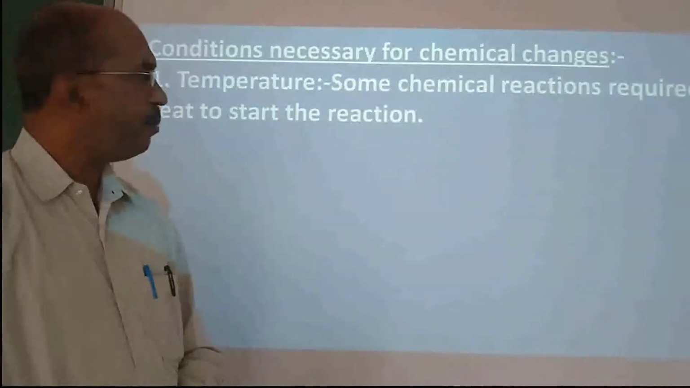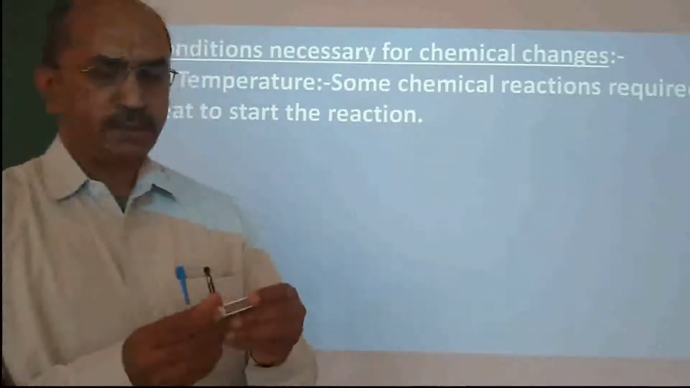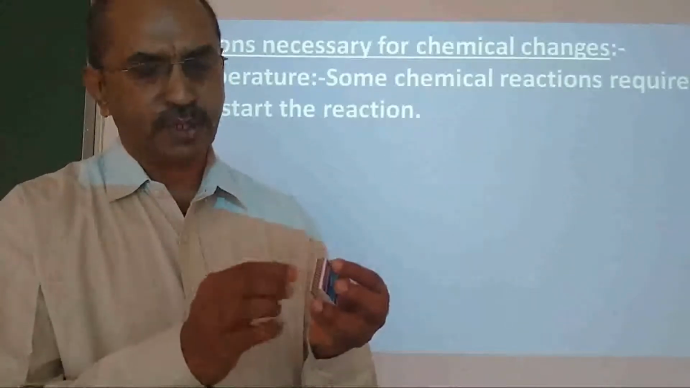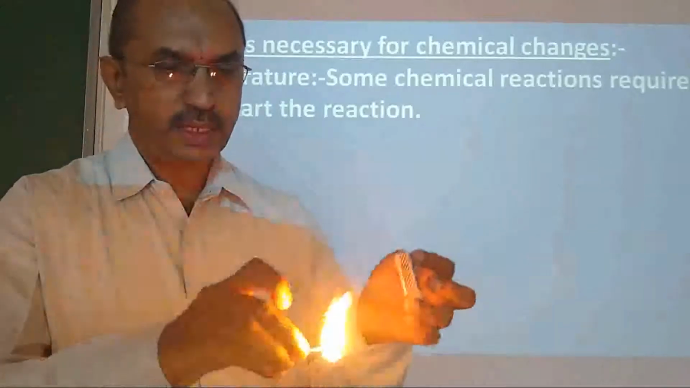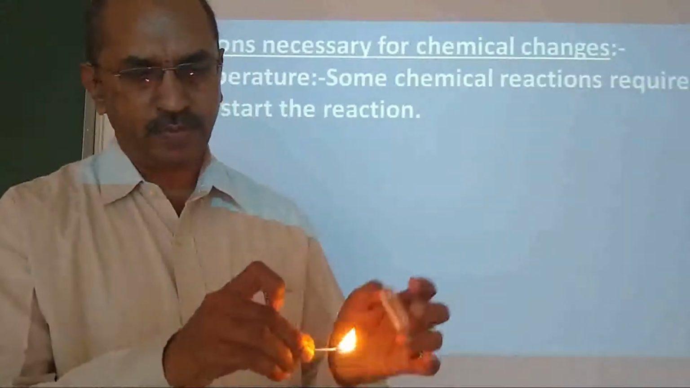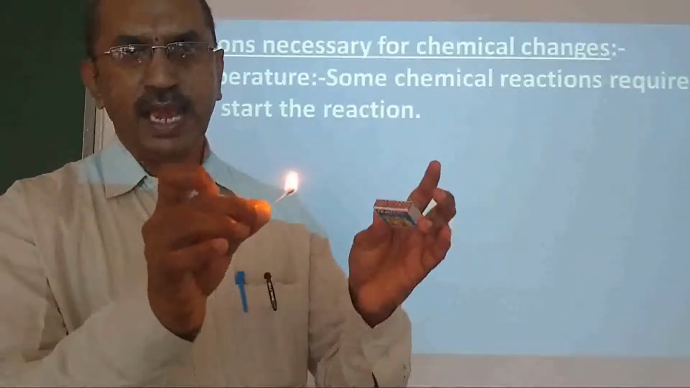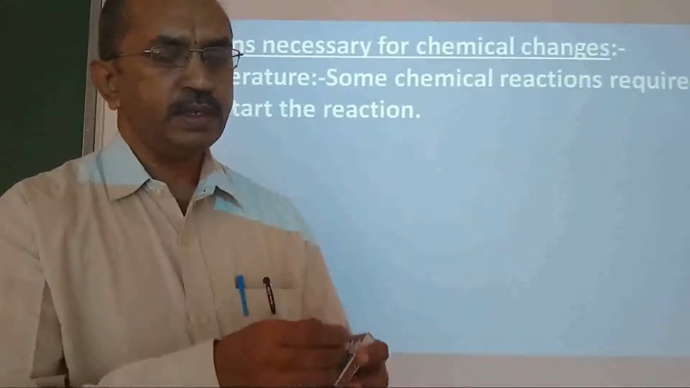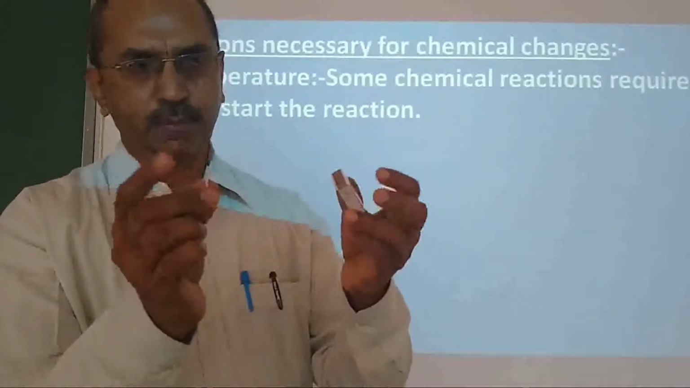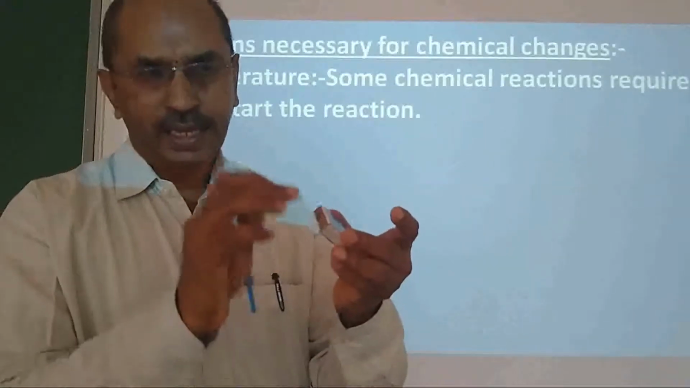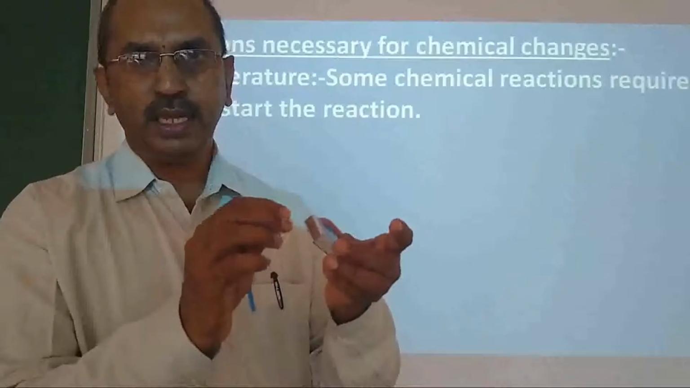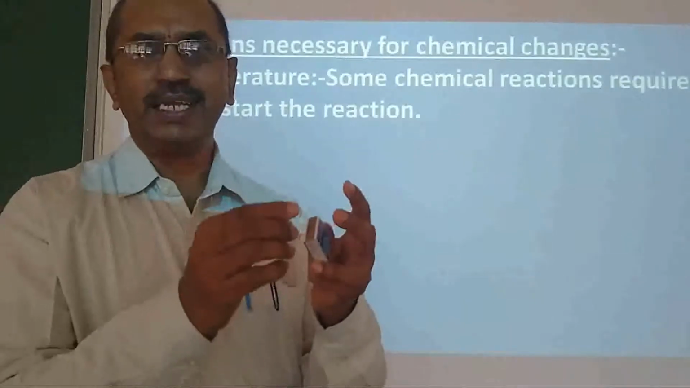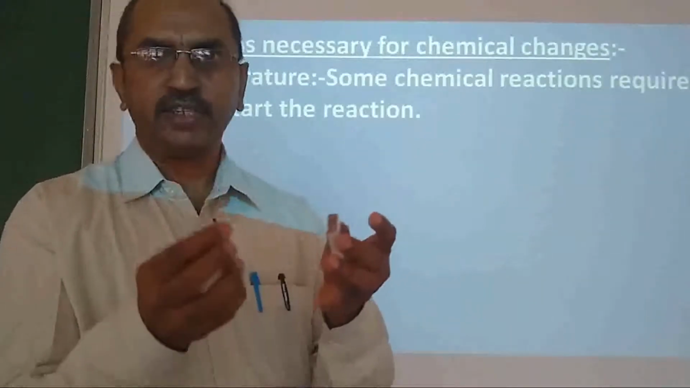The first one is temperature. Here the match box is there. When I strike the matchstick with the chemical on the rough surface, one side of the match box catches fire. How is it possible? This is also a chemical reaction. In the matchstick, the chemical is there. This is called red phosphorus, and here in the rough surface, there is also red phosphorus. When I strike, due to friction between these two, heat is generated. That heat made this matchstick burn.